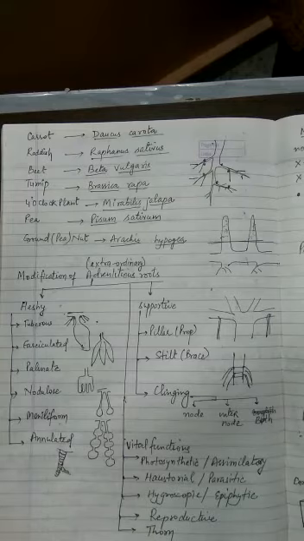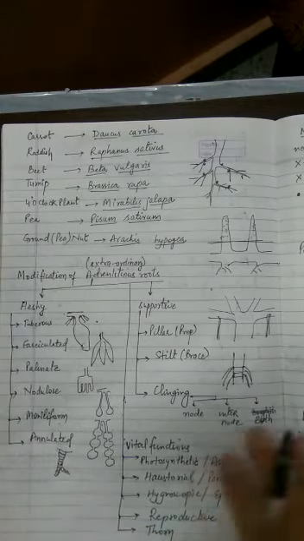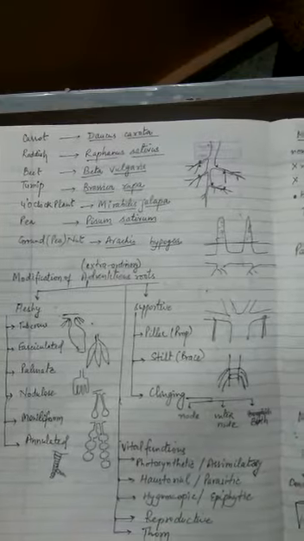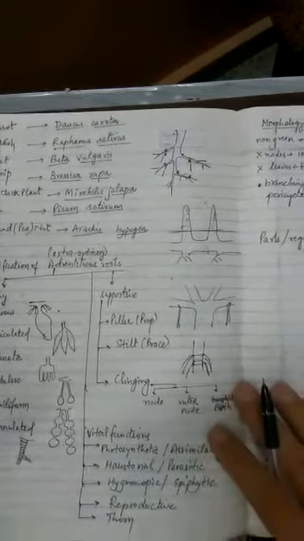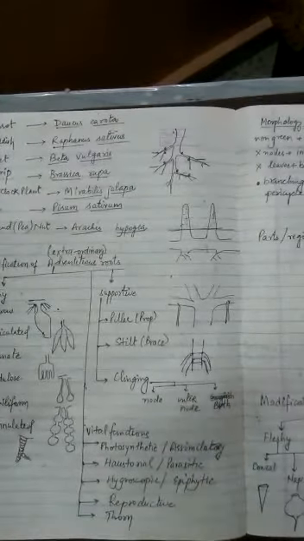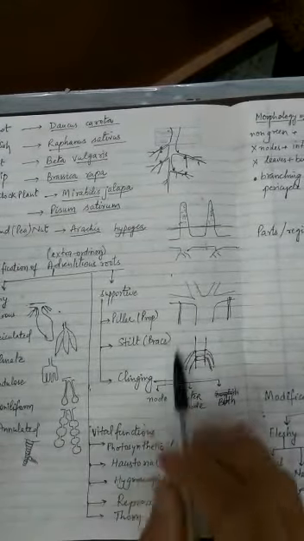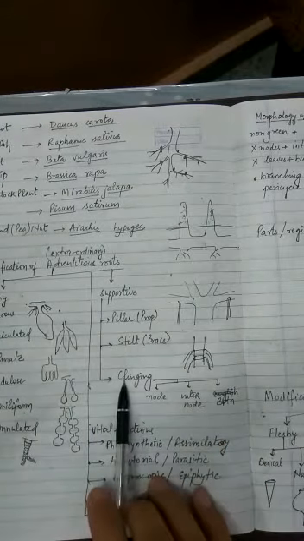And some plants develop ring type of fleshy roots, that is called as annulated type of the adventitious fleshy roots. Now the next one is the supportive root. Supportive roots are of three main types.